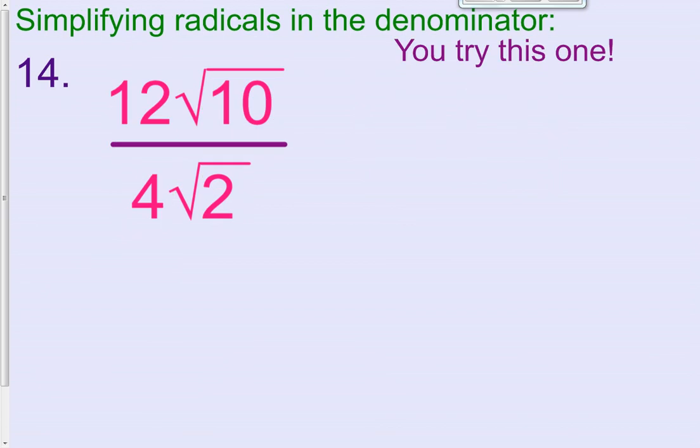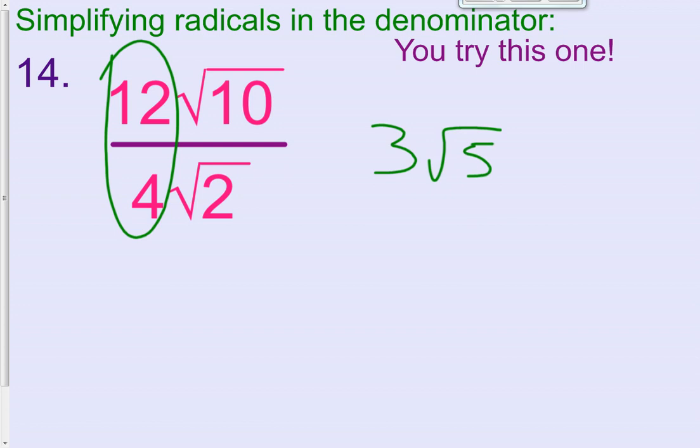Number 14. You try this one on your own. Pause the video. Take a couple minutes, or take a minute or so here to try to figure this out on your own, and then check your work with mine. You divide the coefficients, and you get 3. You divide the radical, and you get square root 5. And that is as far as you can go for this one. The answer is 3 square root 5.